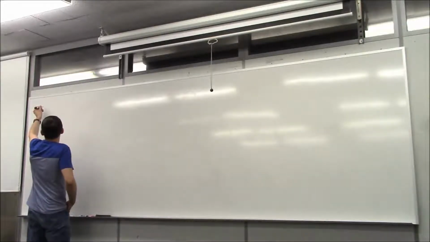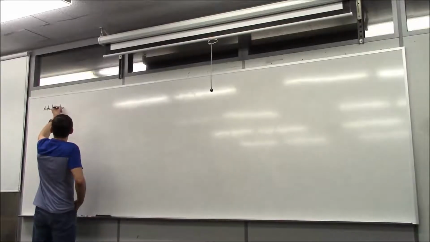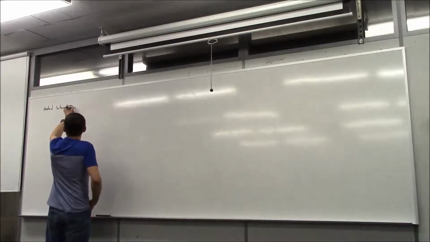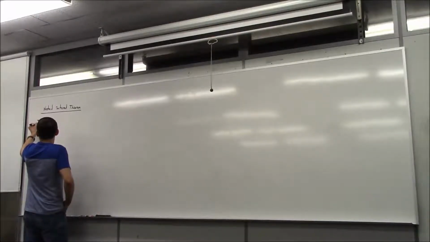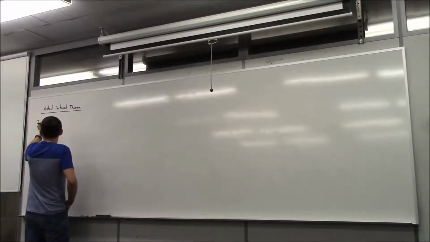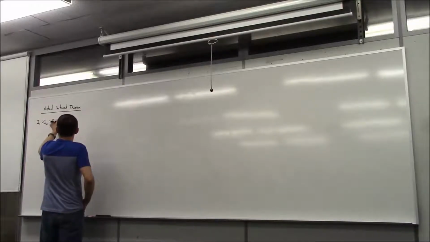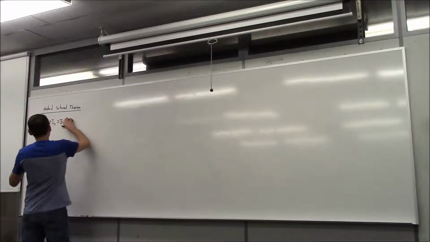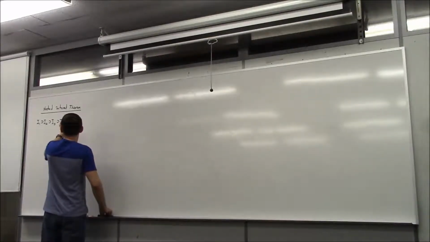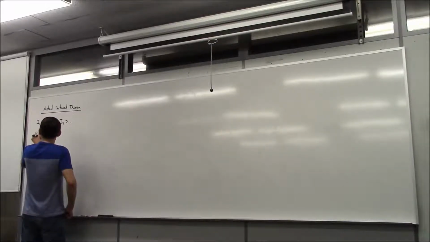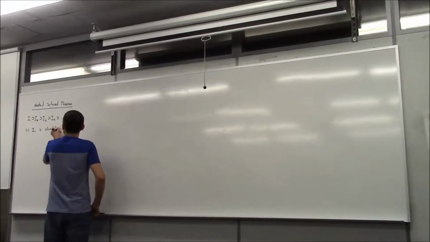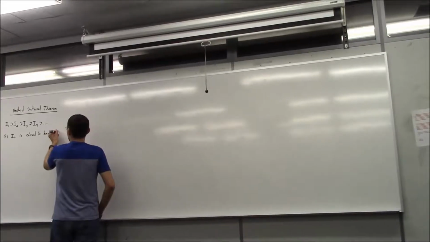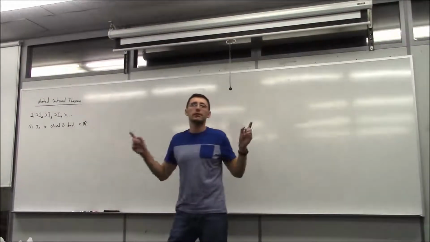So, the nested interval theorem. What we have is nested sets: I1 is a subset of I2, I3 is a subset of I2, and I4 is a subset of I3, etc. And the assumption is that each I_n is closed and bounded, and it's a subset of R. So we're talking not about just any intervals, but intervals in R.